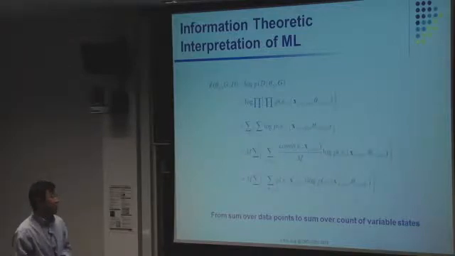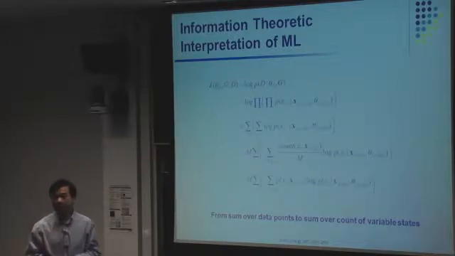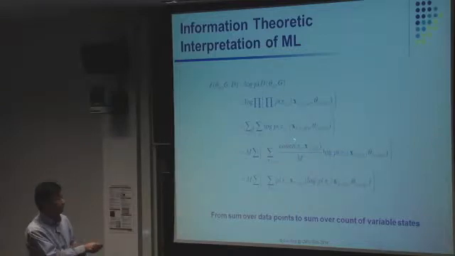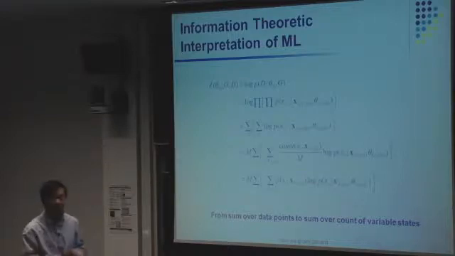So the sum over data points now becomes a sum over counts of variable states. And that's an important thing for me to now turn this quantity into an empirical estimation of the conditional probability, because these are counts and relative counts and total counts. Therefore, I can rewrite this into my empirical probability of the joint configuration of the node and their parents.